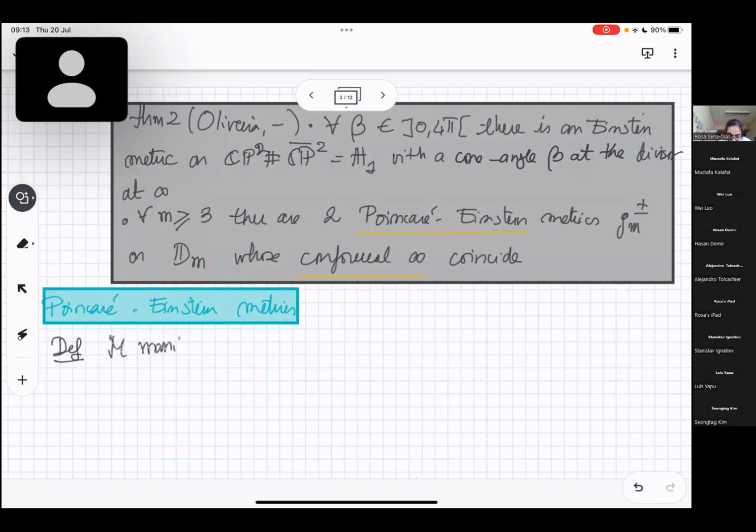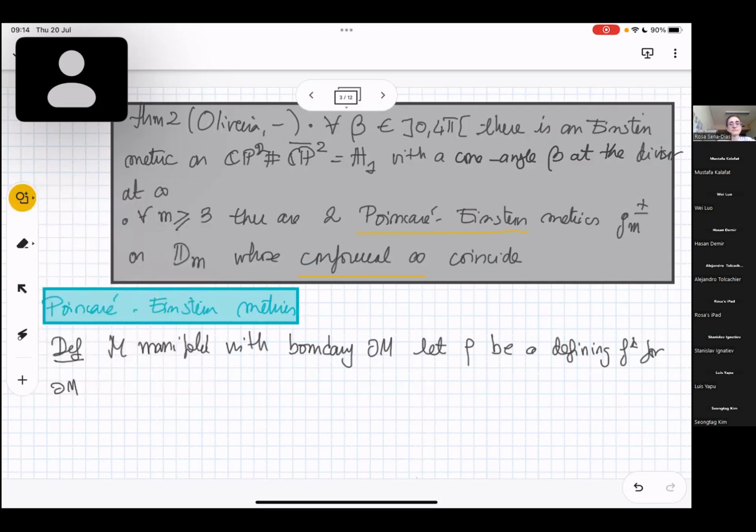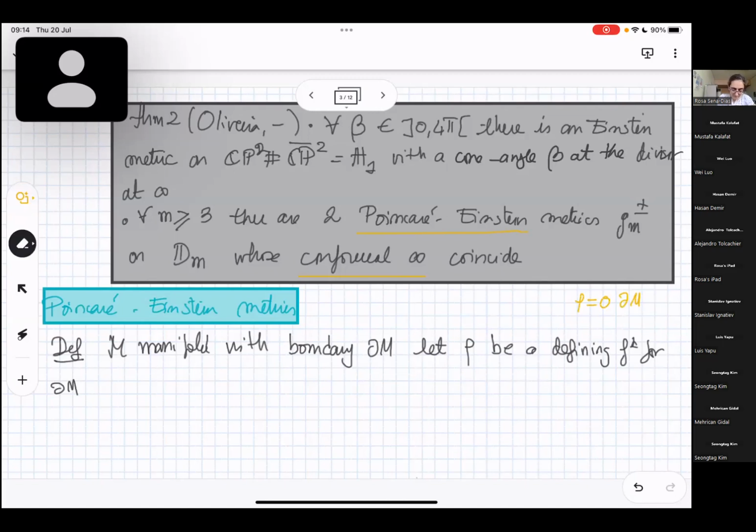Suppose you have a manifold with boundary, and suppose you have a defining function for the boundary. Let me tell you what that is. You can guess, but, sorry. So it's a function which vanishes on the boundary M, and it vanishes to first order on M. Okay, this is a defining function.